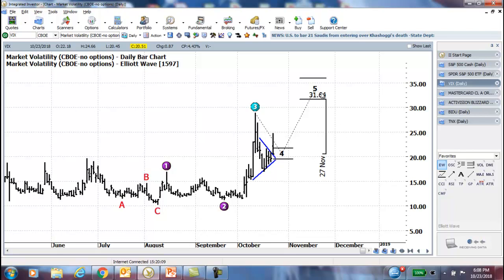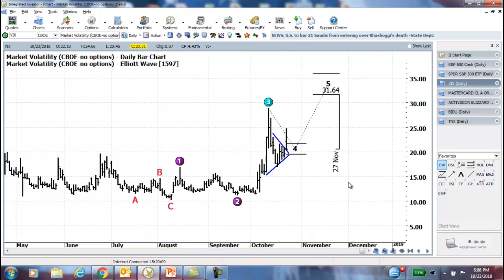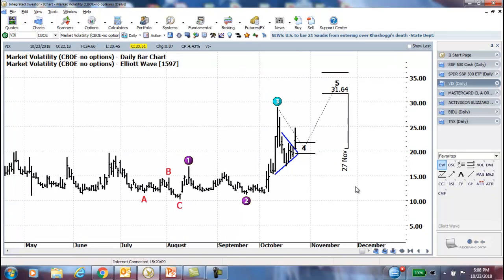But now we're looking for a higher target with the Wave 5 from the larger trending Elliott Wave 5 pattern all the way up around in the low 30s. So what that's trying to tell us is that get used to the volatility. It's probably going to be here for a while. If you're an options trader, you love it.